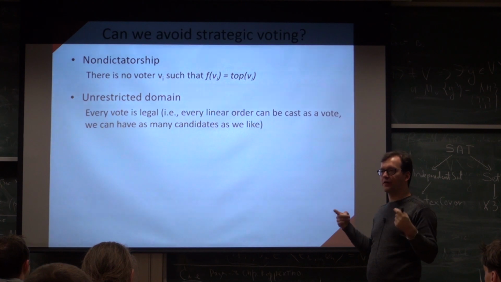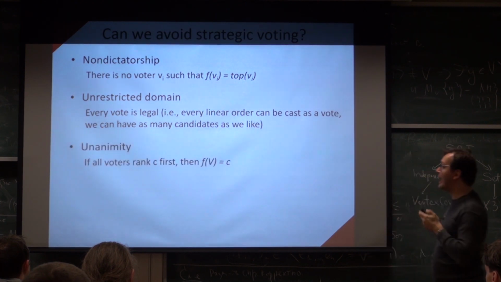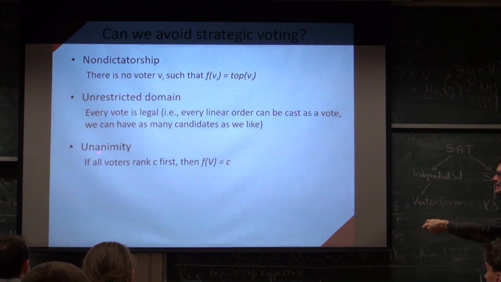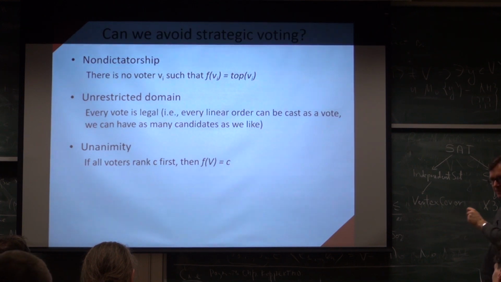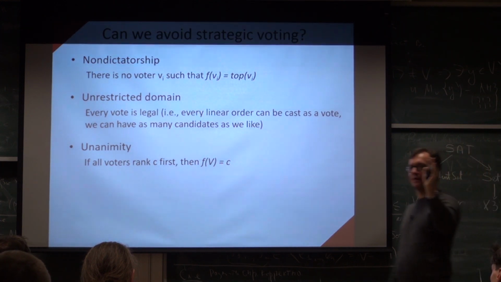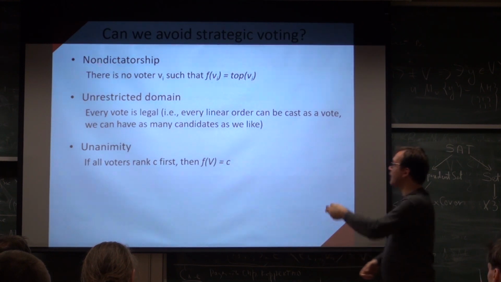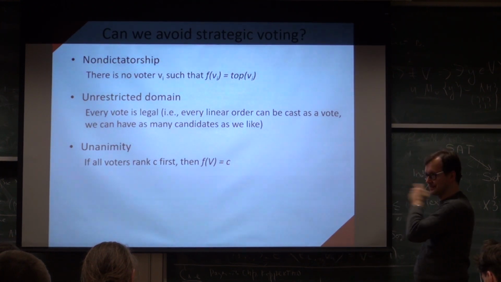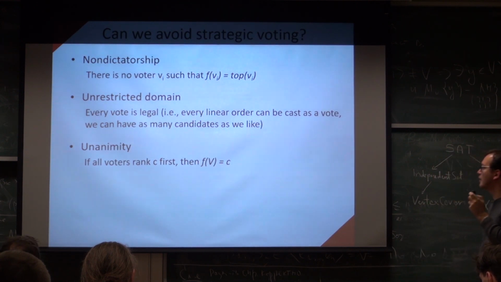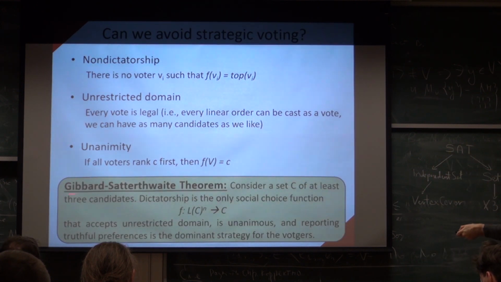So every preference order is allowed. And if you want the basic property of unanimity, so you're saying that if everyone thinks that I should be the president, then I get to be the president. So if you put these 3 conditions, then we get what is known as the Gibbard-Satterthwaite theorem, which says that if you have a set of at least 3 candidates, then dictatorship is the only social choice function, which means here you have a preference profile.